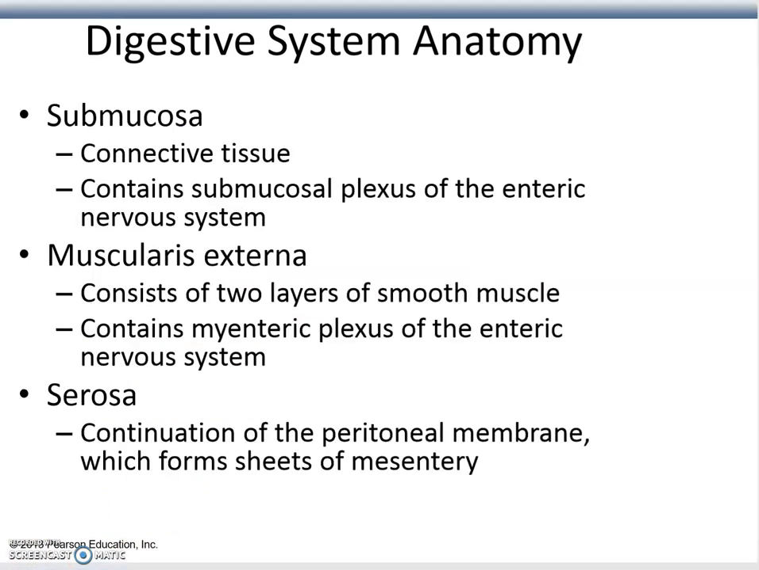Now, the submucosa, that's a type of connective tissue, contains the submucosal plexus of the enteric nervous system and has also lots of blood vessels. Then we have a muscle layer, muscularis externa, that has 2 layers of smooth muscle, and that will be longitudinal and circular smooth muscle. It also contains the myenteric plexus of the enteric nervous system, and then the outer covering of the gastrointestinal tract is serosa. And so this is pretty tough connective tissue that provides the cover for the gastrointestinal tract.